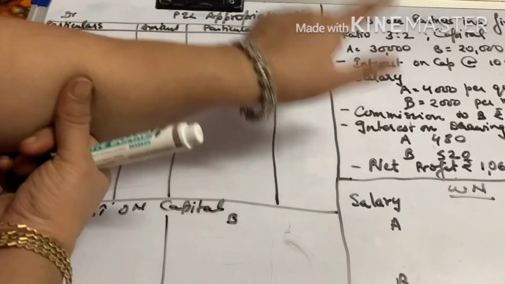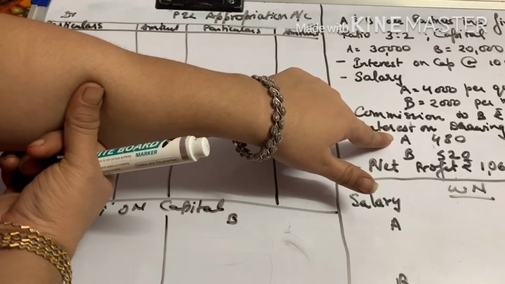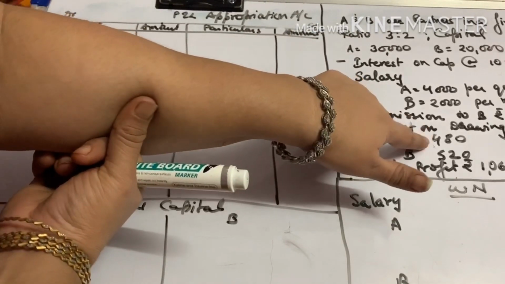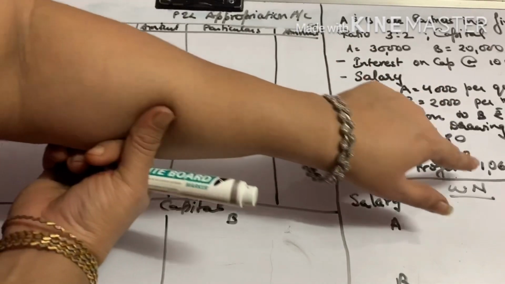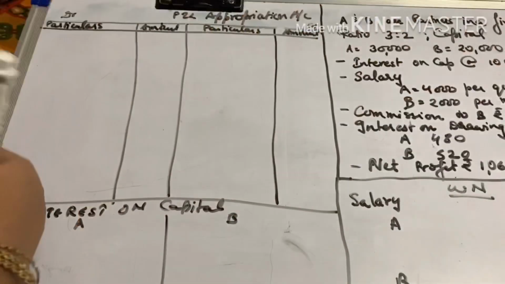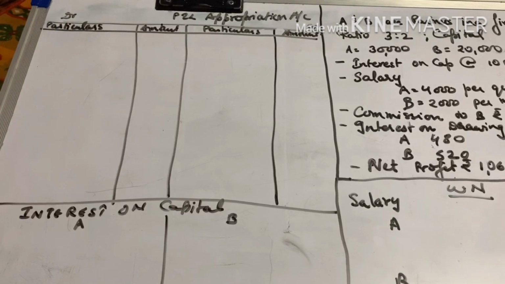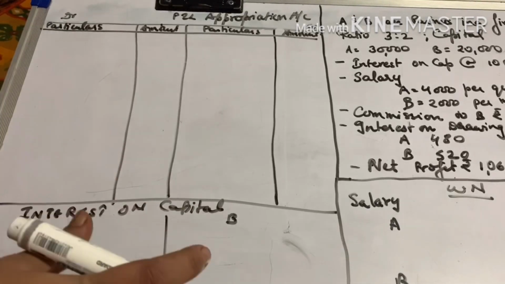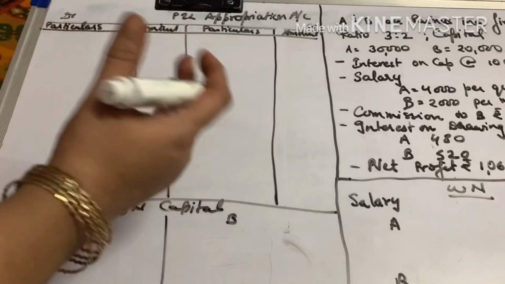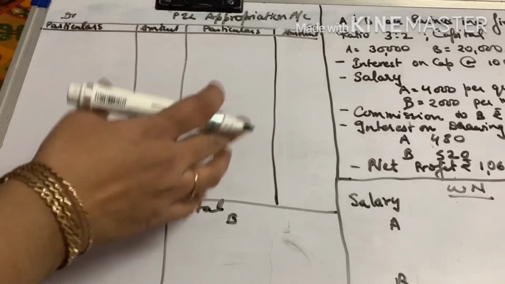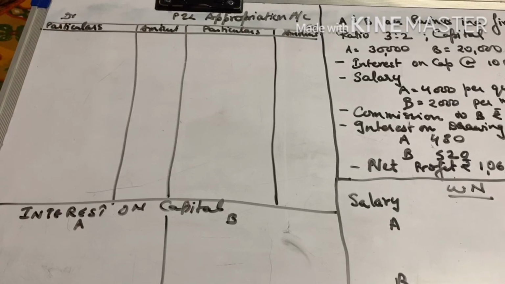Interest on drawings, they have straight away given you. A's interest on drawings is 480 and for B it is 520. The net profit which the firm earned is 1,06,000. So if you want to make it easier, write down the things already: first the particulars, and afterwards we'll write down the amounts.